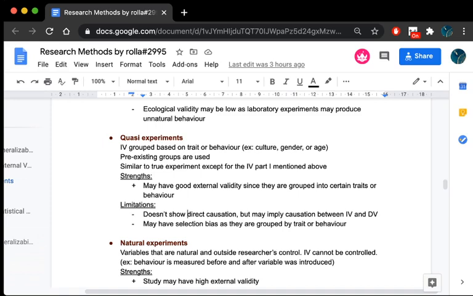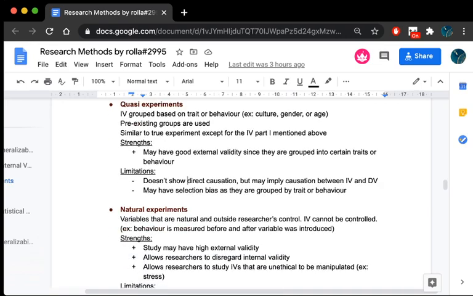It also may have selection bias if they're grouped by trait or behavior, because sometimes some traits or behaviors are linked with certain other characteristics, and that might change. That might have confounding variables that come with it.